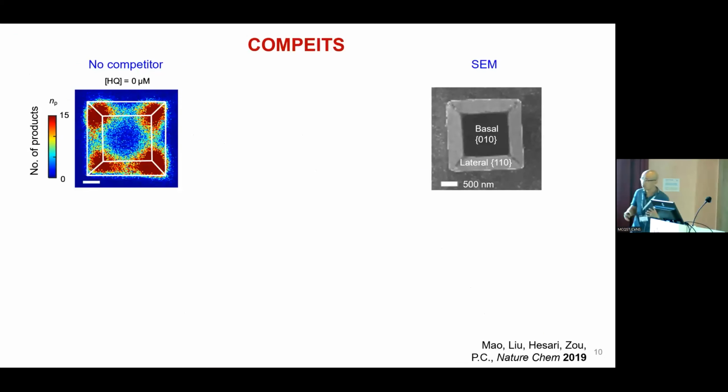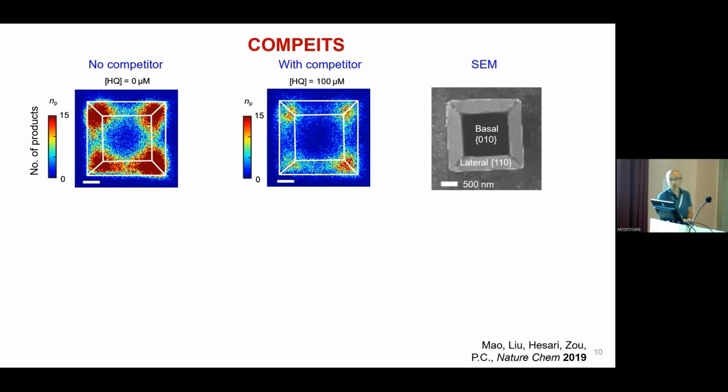So now we're ready to do this COMPEITS imaging. So first, we can map out the fluorogenic reaction on a single bismuth vanadate particle whose SEM image is shown here. And in the absence of our competitor, okay, you can count the number of reaction products at every single location over a period of time. Then you can introduce your competitor hydroquinone at a particular concentration. You can see the reaction rate is suppressed at all the possible locations.